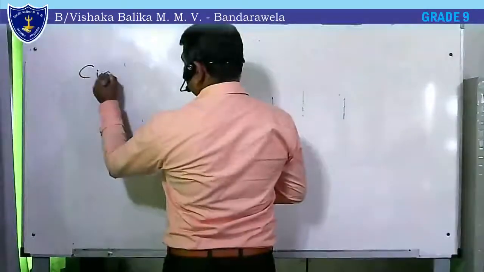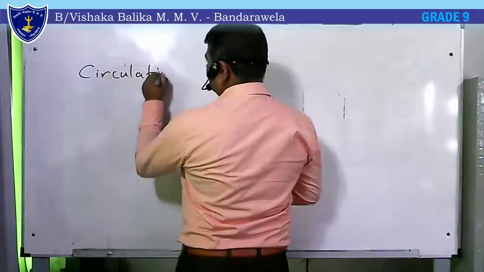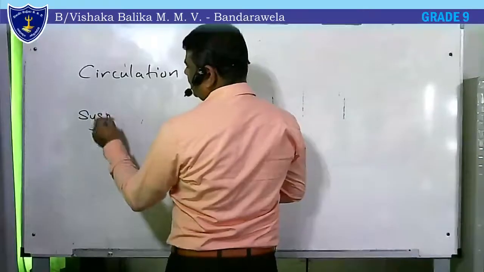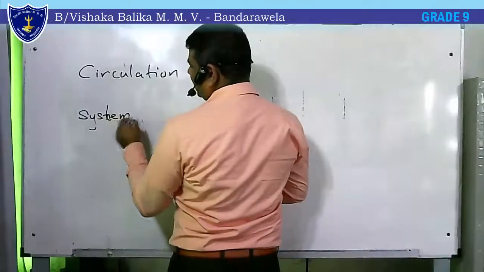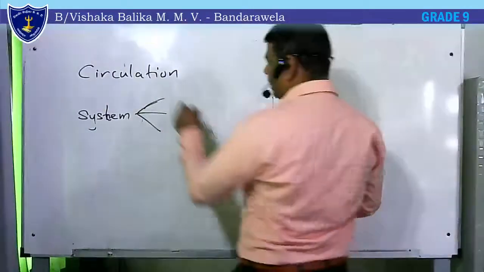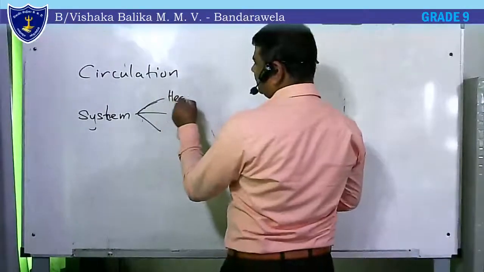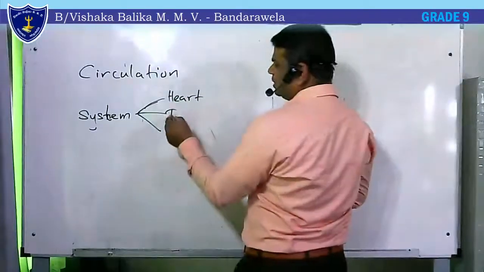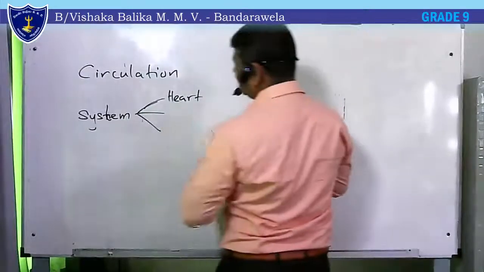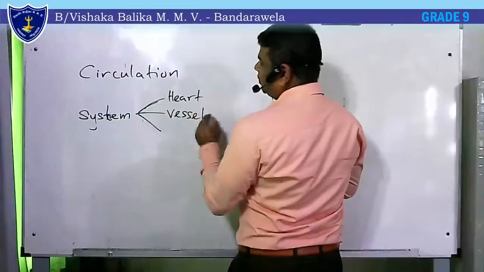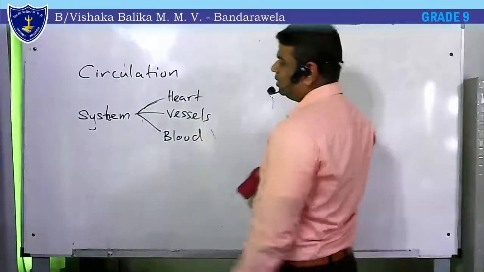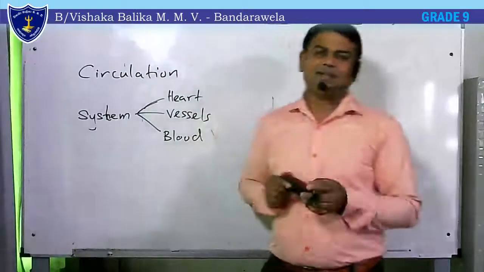Circulation. We learned what is called circulation and also the system of circulation. I explained that the system contains three main components. One is the pumping mechanism, a pump, the heart, and a system of tubes, the tube system, that is blood vessels. We call them blood vessels. And finally, the medium, blood. The system contains these three things.